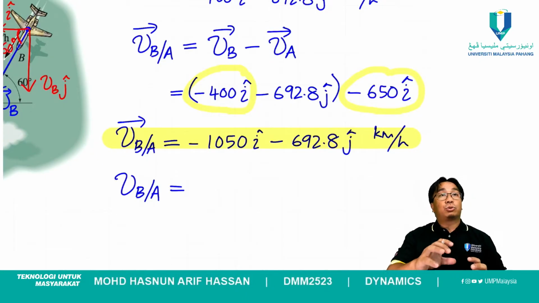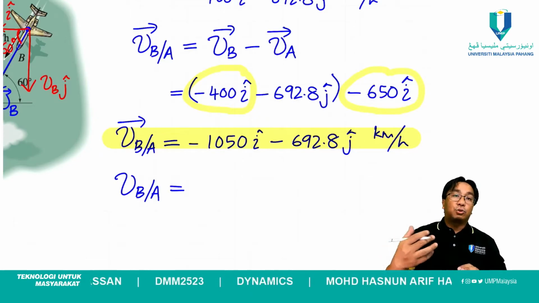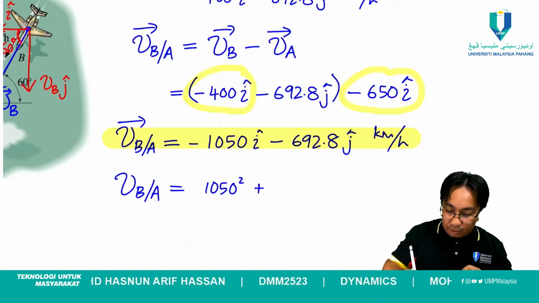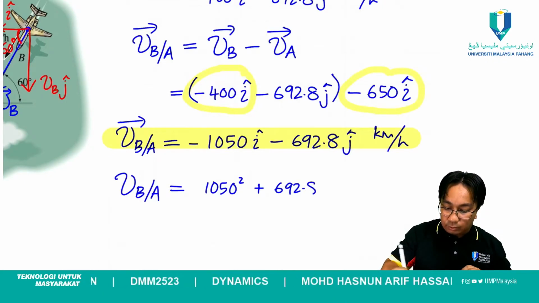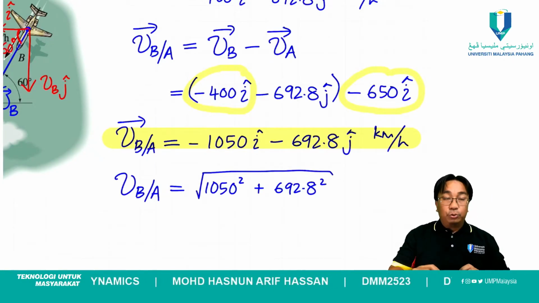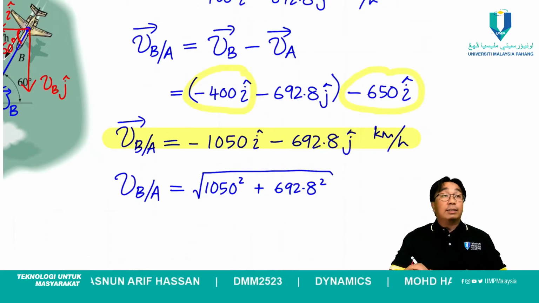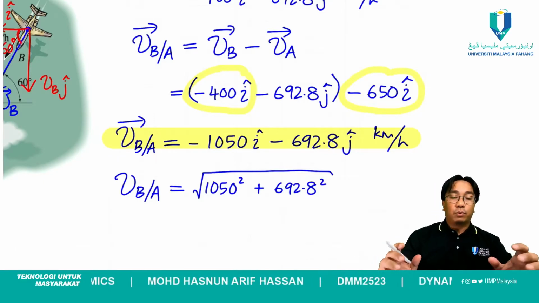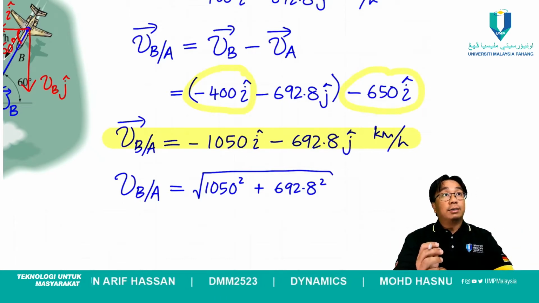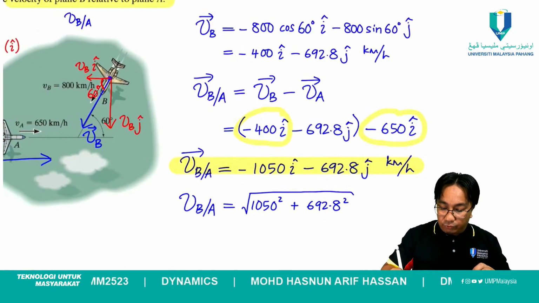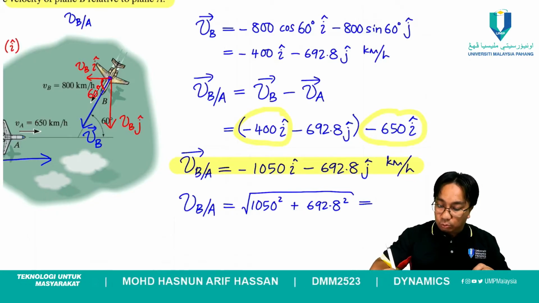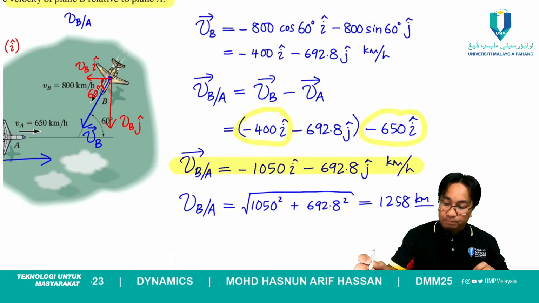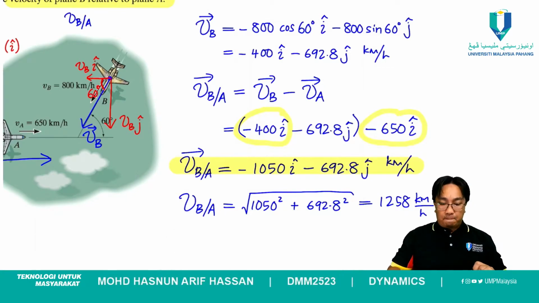So what you do is you square the i component and the j component, and take the square root of both. So you will get 1050 squared plus 622.8 squared, and then square root. You don't even need to key in the negative sign, because the negative sign is only to show the direction for a vector quantity. So when you calculate the magnitude, you can just ignore the negative sign. So you will then get the magnitude of VB/A equal to 1258 kilometer per hour. Okay. Alright.